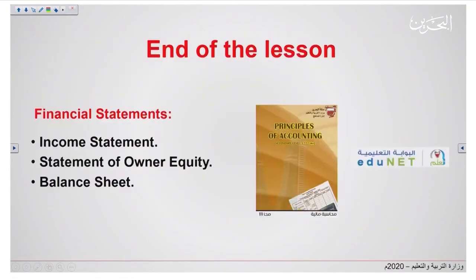Thank you, students, for watching how to prepare the 3 financial statements. We have completed all these 3 statements. For more exercises, please go to your book and start solving Chapter 12 and Chapter 13 exercises, or go to the website and download exercises from there and try to solve them by yourself in order to be better in these statements. Thank you, students, and good luck.